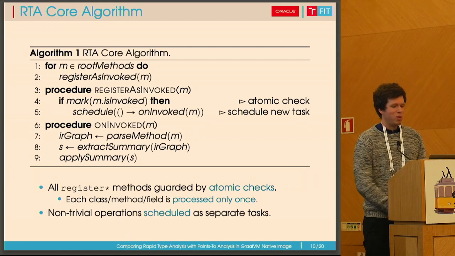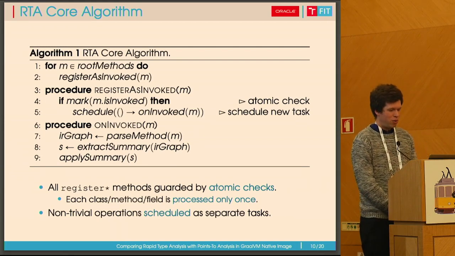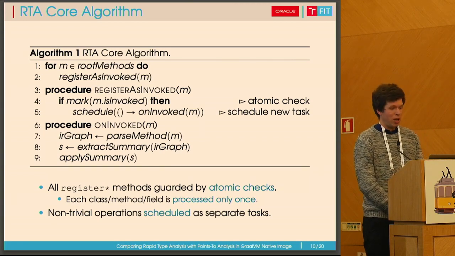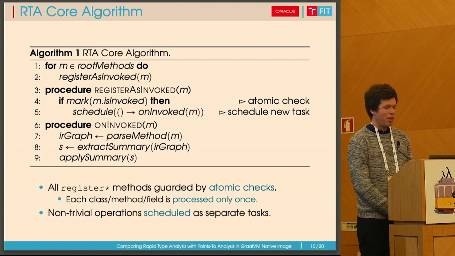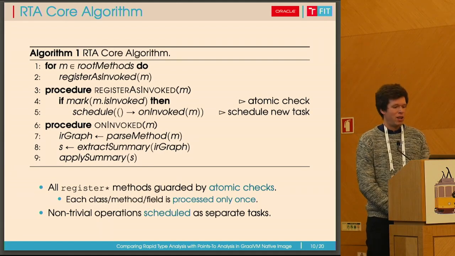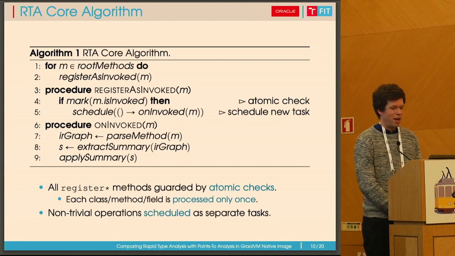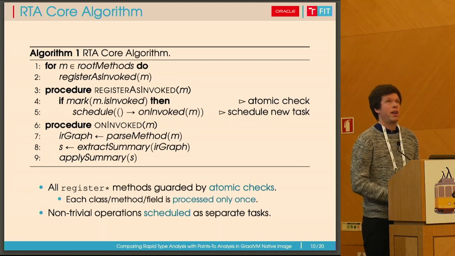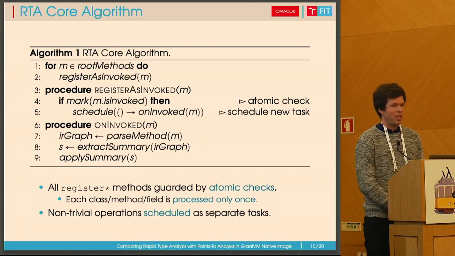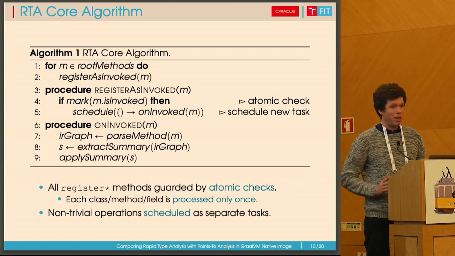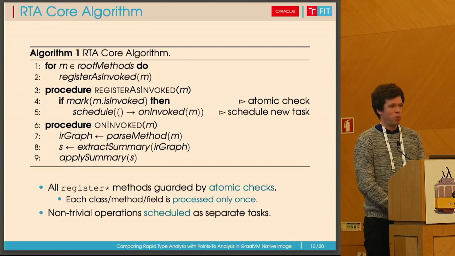The core idea is now presented in pseudocode on the slide. I would like to draw your attention to lines 4 and 5, because each register method actually starts with an atomic check that succeeds only the first time, which ensures that even if multiple threads try to perform the same operation, only one of them succeeds, and it ensures that there is no redundant work. And on slide 5, we can see that the actual work, or rather any bigger piece of work, is not done immediately, but rather scheduled as a separate task, which ensures that the analysis essentially works as a very parallel application that runs in a thread pool.